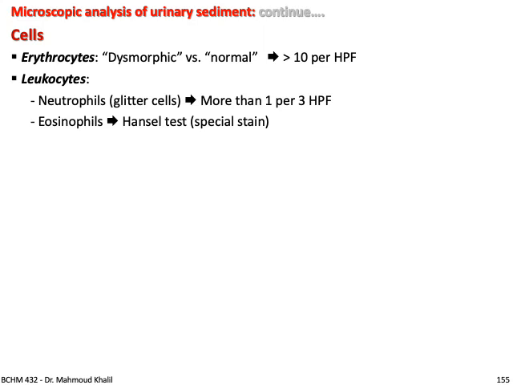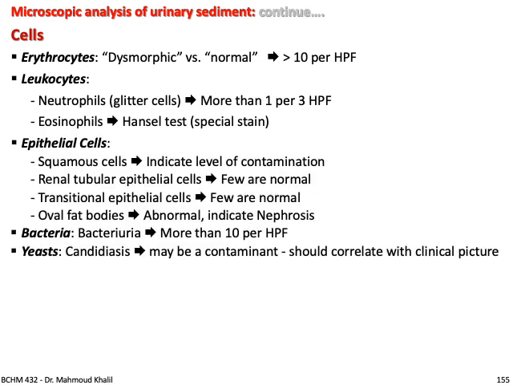Let's talk in detail about the types of findings in the microscopic analysis. You can see cells, either erythrocytes. The normal value of erythrocytes is less than 10 per HPF. The leukocytes, you can see either neutrophils or eosinophils. You can detect them with the Hansel test. It's a kind of special stain.